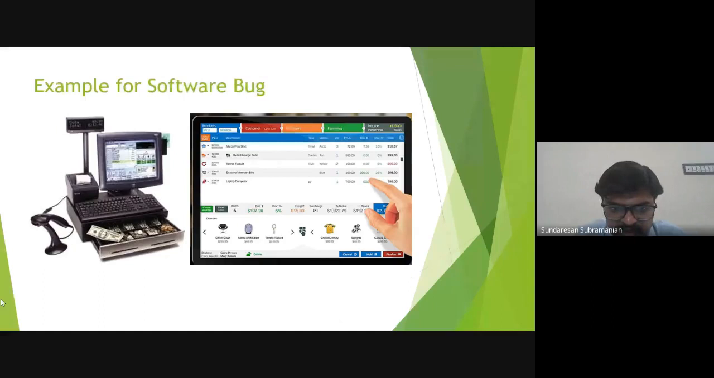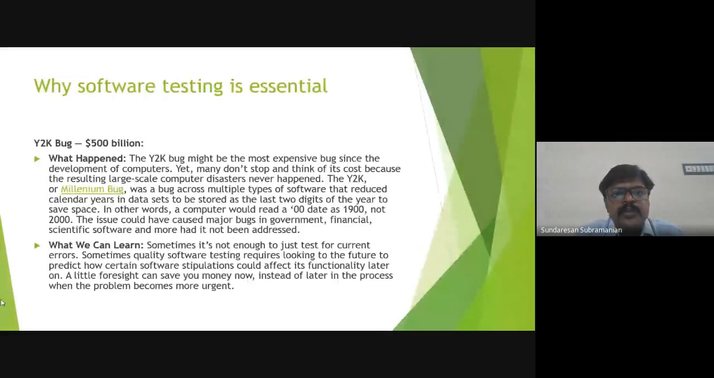Okay. I explained what a software bug is, but you need to know the impact of a software bug in real time. I need to give you an example of a real-time software bug which cost around $500 billion. I think everyone would have come across the term Y2K. I hope everyone has heard this word Y2K, but we were not sure what exactly the problem is. The problem of Y2K came in the years 1999 and 2000.